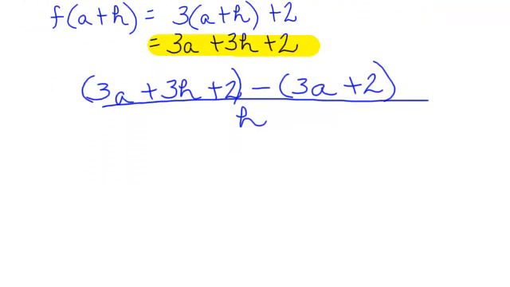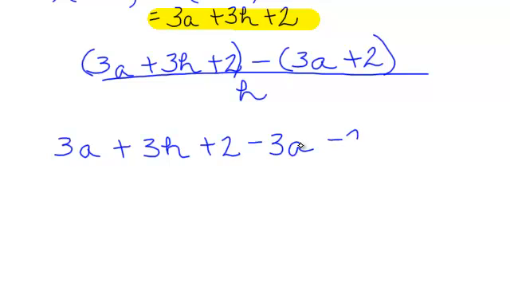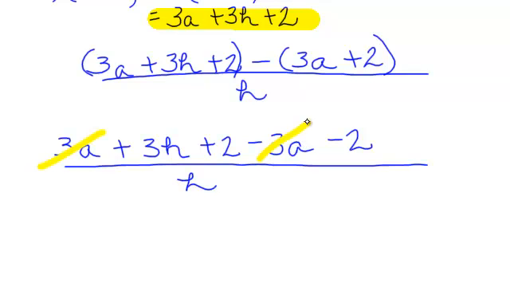The rest is just a little bit of simplifying. 3a plus 3h plus 2. Distributive property with this negative, all the signs will change. I will have minus 3a minus 2, all of that divided by h. The positive 3a and the negative 3a will cancel. The positive 2 and the negative 2 will cancel. I will have 3h over h. My answer is simply 3.